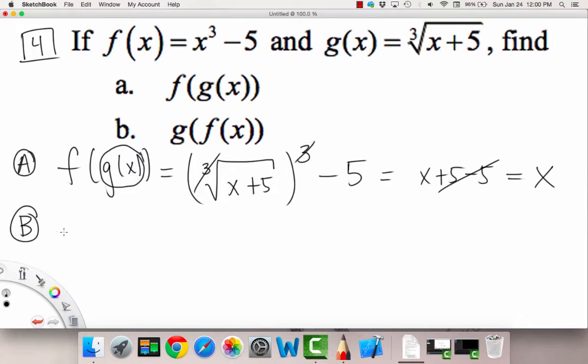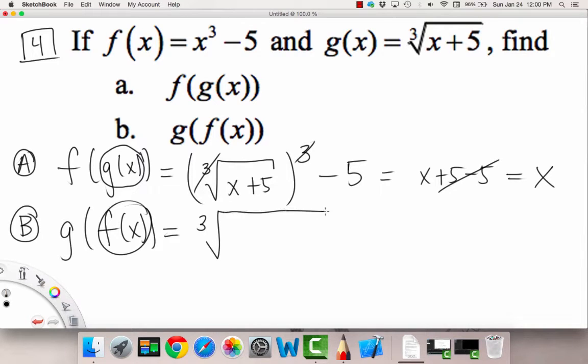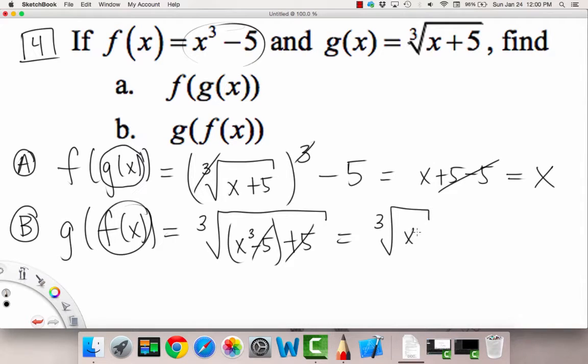Now let's work on part B. We're going to do it the other way, so the function f of x is going to be the input of g. Let's write the outer structure of g: the cube root of something plus 5. That something is going to be our f of x function, so we plug in x cubed minus 5. The negative 5 and the positive 5 cancel, so we get the cube root of x cubed. Again, those cancel, and we get an x. That's really funny, isn't it?